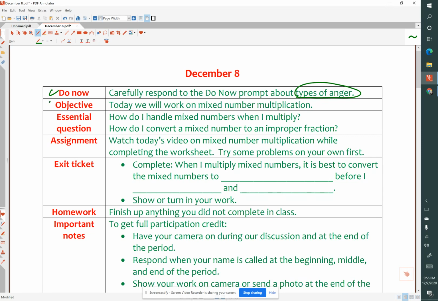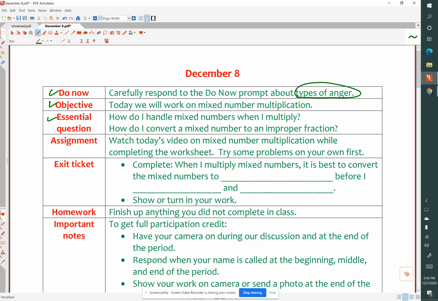Our objective will be to work on mixed number multiplication, and our essential question is, how do I handle mixed numbers when I multiply? Remember, we're going back and forth a little bit between division and multiplication of fractions because they are so similar, and it keeps our skills sharp to keep practicing those before we move into exponents as our next topic in a few days.